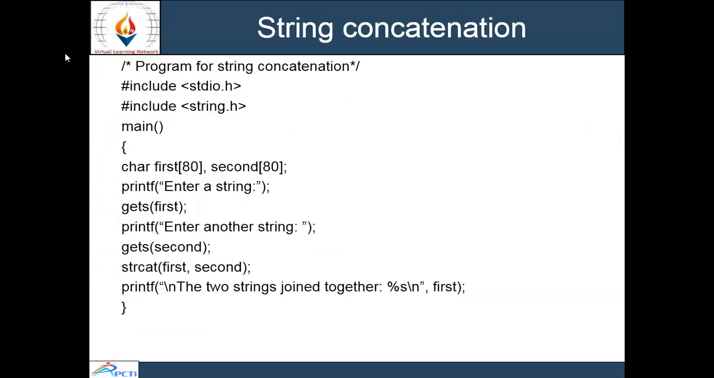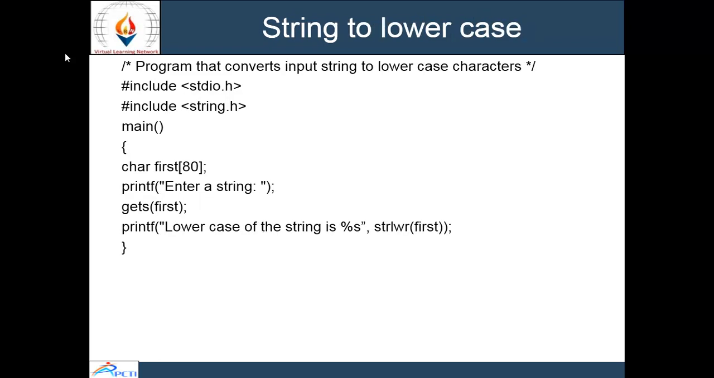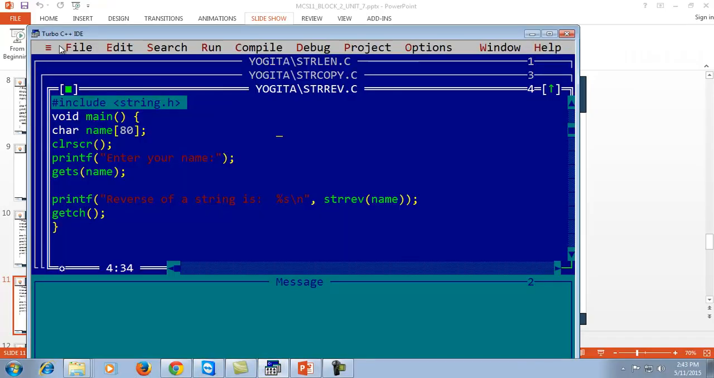Similarly, we can use string concatenation to concatenate two strings. Here is a sample program to convert a string into lowercase. To convert a string into lowercase, we use the function strlwr. Here is a sample program for converting one string into lowercase. For example, I'll show you the example.